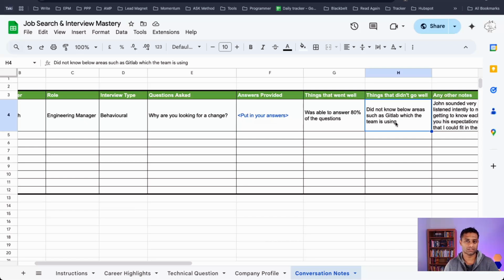The best time to do this is just after the interview. You can journal it down. Because this is a Google spreadsheet, you can put it on your phone and type it in pretty quickly just after the interview, because that helps you register the facts at a point when it's still raw and you have all the feelings around it. So those are the tips to use this particular spreadsheet.